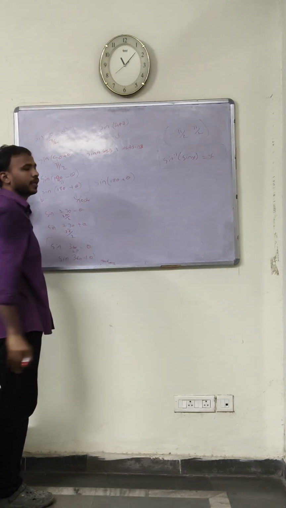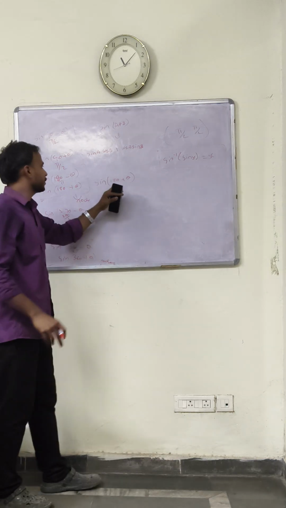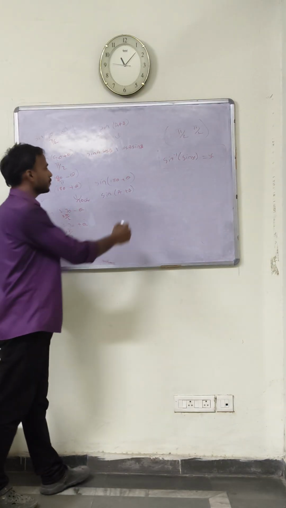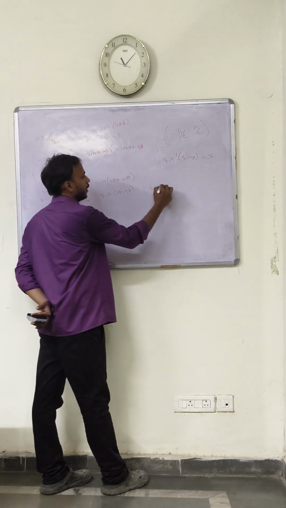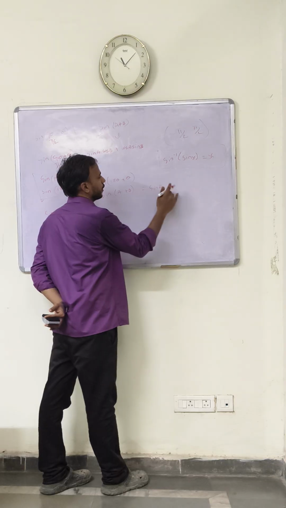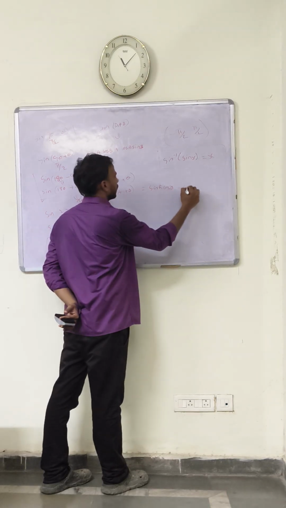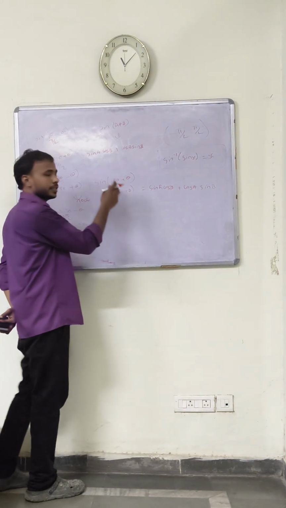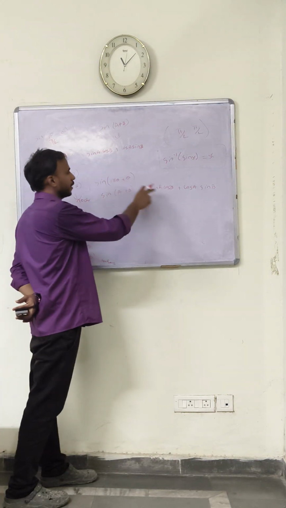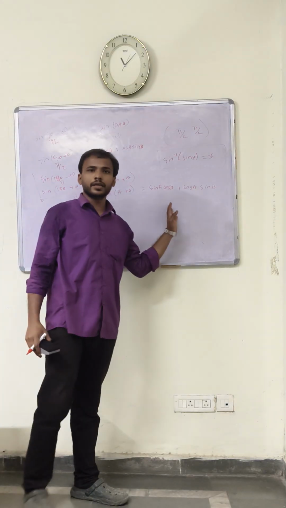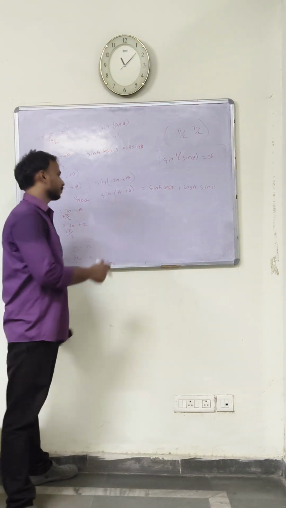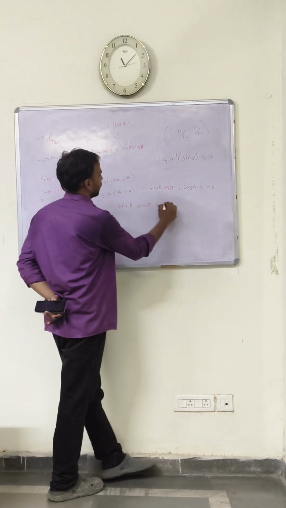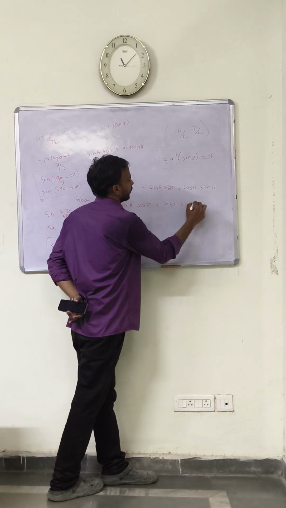Sin 180 plus theta: we identify this is in the format of sin a plus b. Sin a plus b equals what? Sin a cos b plus cos a sin b, right? This is the formula, the addition rule. So here a is 180 degrees, b is theta. 180 degrees means pi. So sin pi cos theta plus cos pi sin theta.